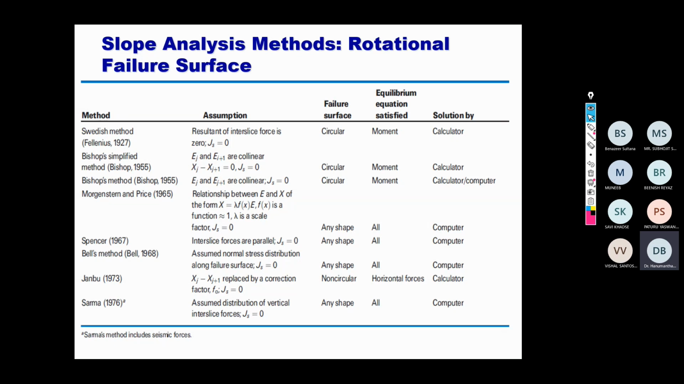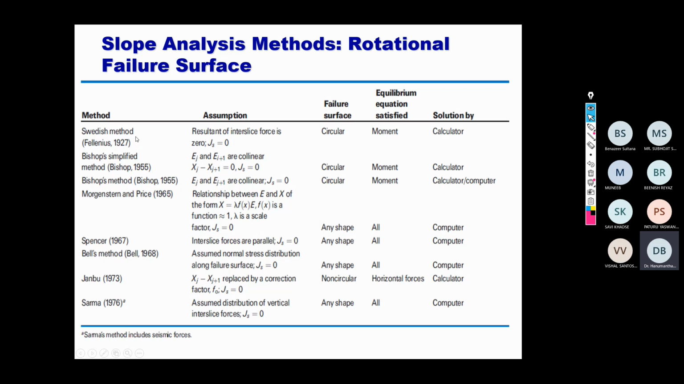Now, another important aspect that I would like to show you is that there are several methods like the Swedish method, that is Fellenius's method, Bishop method, refined Bishop method, Morgenstern and Price method, Spencer method, Bell's method, Janbu method, Sarma method. So how is each and every method differentiated from the others? You can understand that differentiation from the simple assumptions, the kind of failure surface they have considered, and the equilibrium equations they have considered.